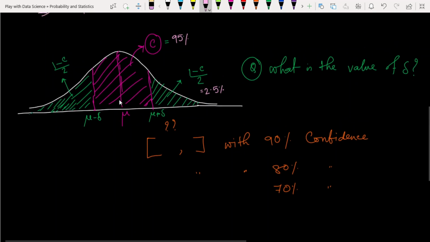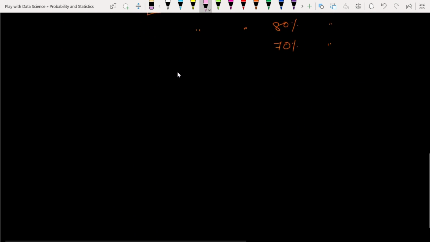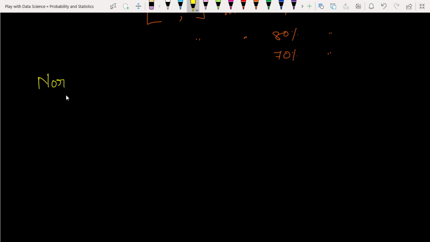Now to get this answer, there is a corresponding table, called the normal distribution table. If you search it on Google or in any probability statistics book, you can easily find this table. Logarithmic table, normal distribution table, t distribution table, all these tables are easily available. Just search on Google and you can easily find them.